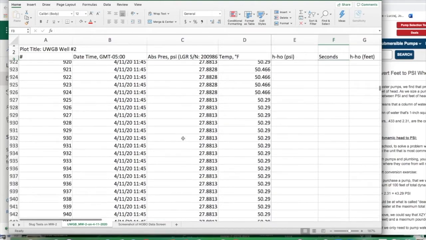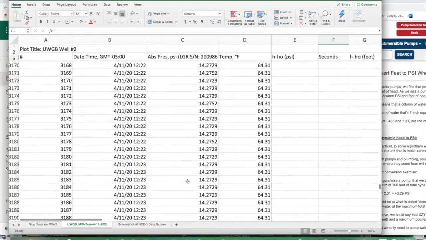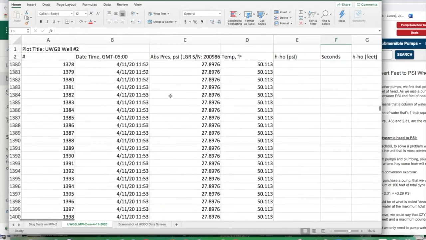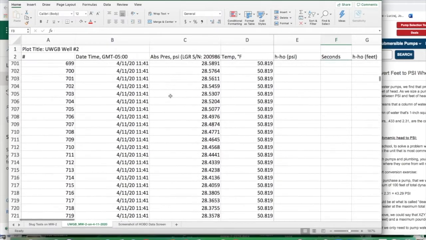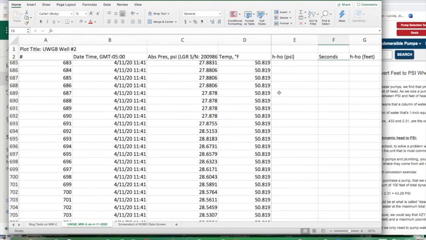So let's go back down to these data for 1141. I think it went too far. Okay, so here's where we're at. Let's fill in H minus H0. So here we'd put equal, and the actual H is here, minus, and let's use 27.878 for our H0, our static depth to water. It's measured in pressure, but that's okay. We're measuring it with a pressure transducer that's buried under the water. All we're looking for is an absolute change in the water level. It doesn't matter if the numbers are positive or negative. You plot them up and you get a nice curve.